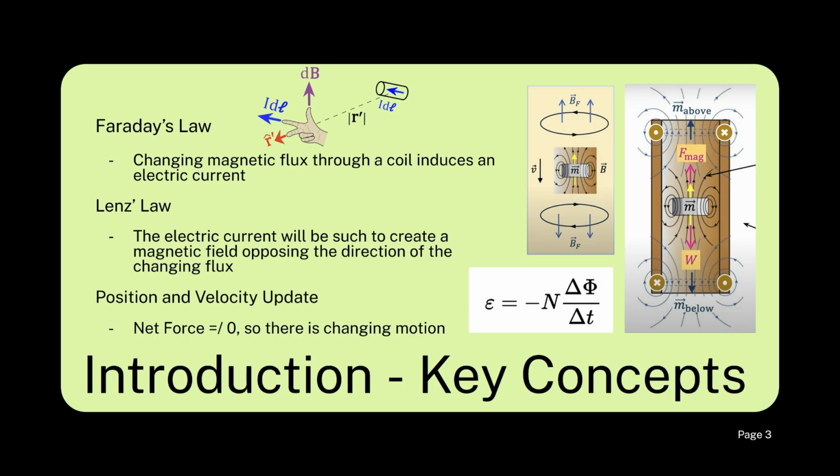In this lab, some key concepts that we're going to need to understand in addition to normal rules of magnetism are Faraday's law, that a changing magnetic flux through a coil induces an electric current through that coil, and Lenz's law, that the electric current will oppose the direction of the changing flux. Essentially, the system is trying to return to equilibrium, and the changing magnetic field is going to induce a current inside of the wire, which is then going to induce a magnetic field in the opposite direction. So we're going to observe this effect using the position and velocity update formulae for a falling magnet, which will have a changing flux as it falls through a tube of wire.